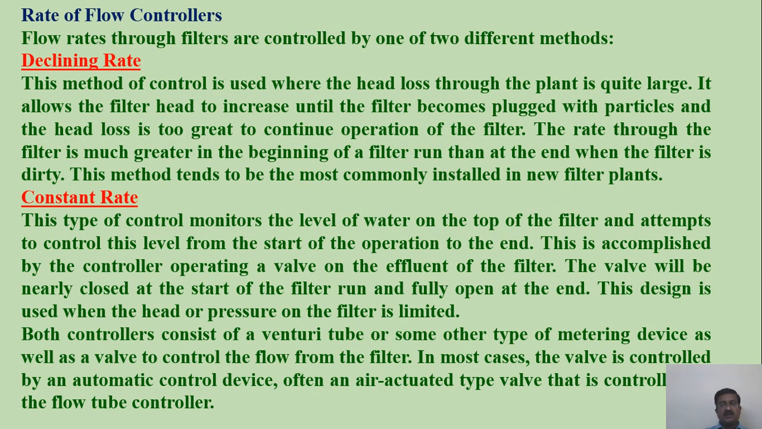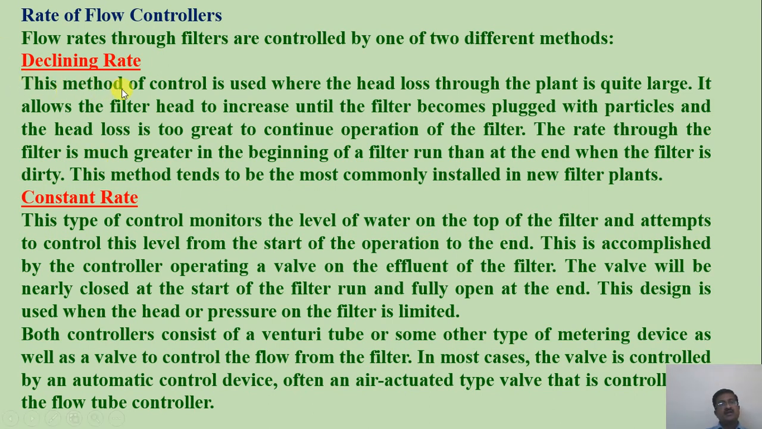Now again, the rate of filtration matters very much. The rate of flow through the filters is controlled by one of the two following methods. One is the declining rate and the second is the constant rate. Now let's discuss the declining rate.